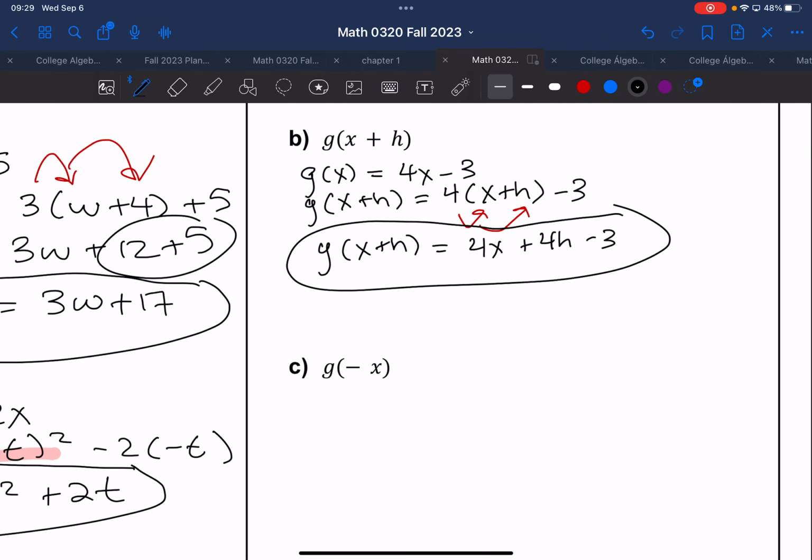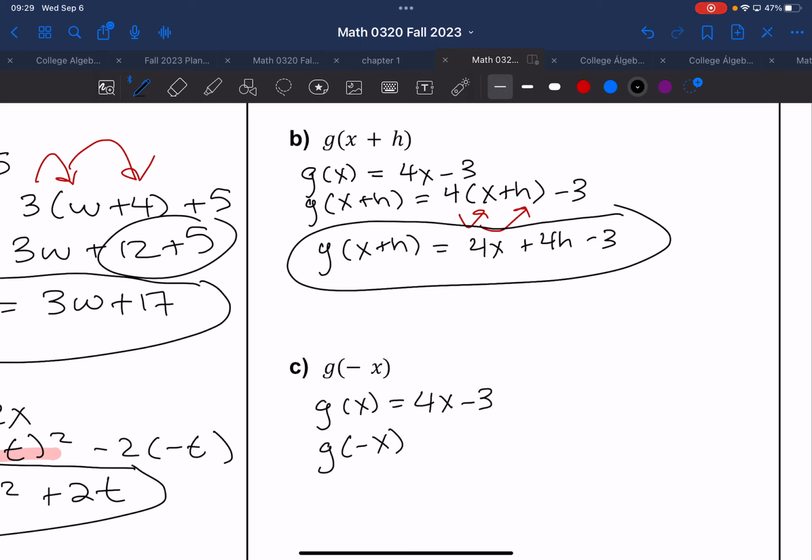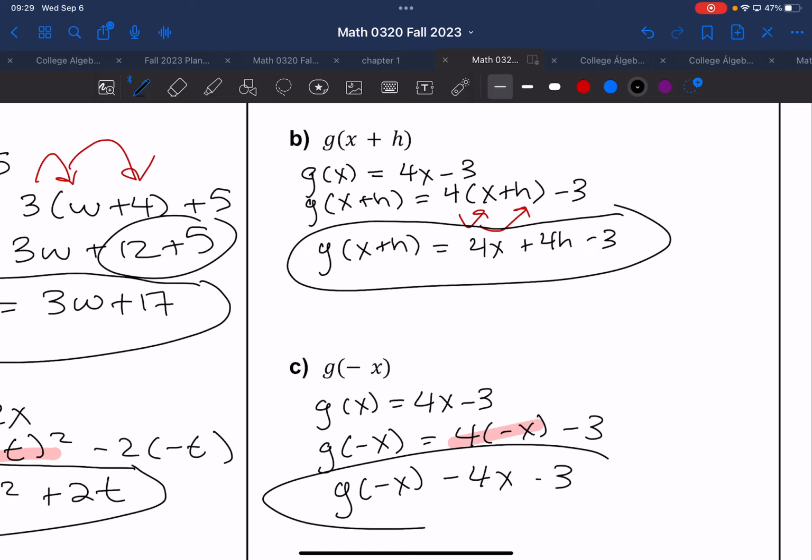Then lastly, for C, are we plugging in that negative x with or without parentheses? With parentheses. So g of x is equal to 4x minus 3. Plugging in a negative x, we get 4 times negative x minus 3. Can this simplify? Yes. What would this part simplify to? Negative 4x. And then bring down that minus 3.